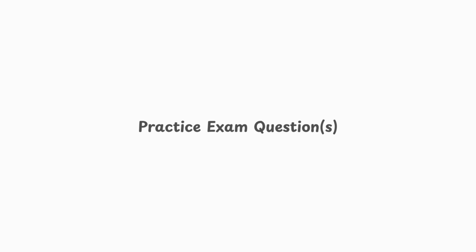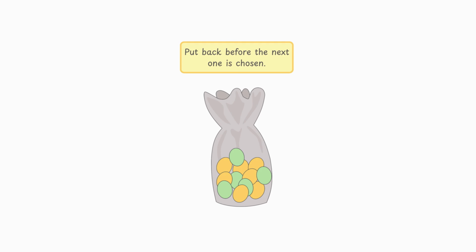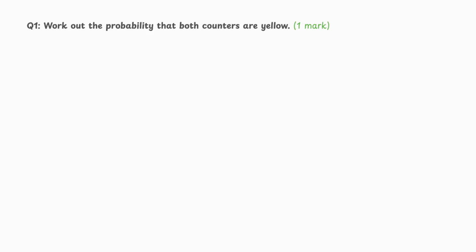Now let's dive into some exam-style practice questions. You can pause the video and try yourself. A bag contains 5 green counters and 7 yellow counters. Each counter is put back before the next one is chosen. First, we find the total number of counters. 5 plus 7 gives 12. Now, we work out the probability that both counters are yellow.